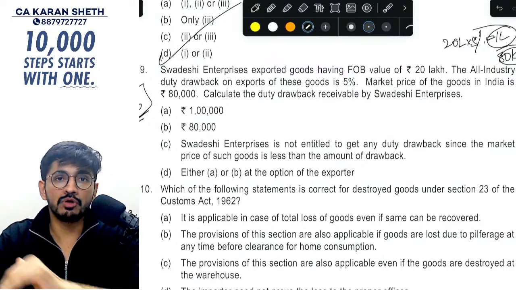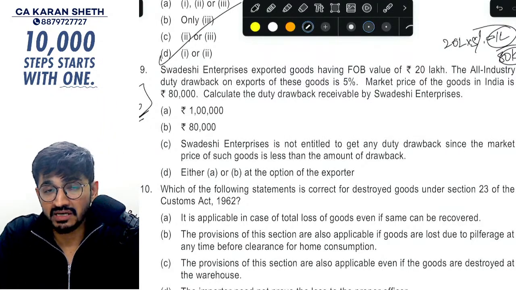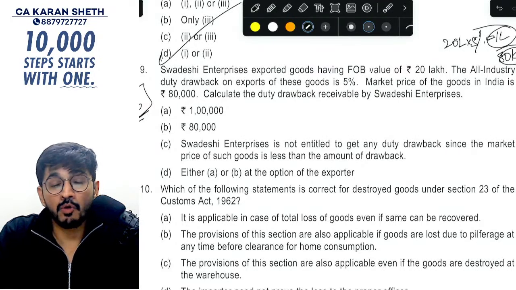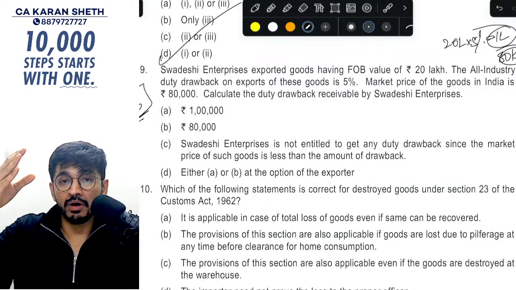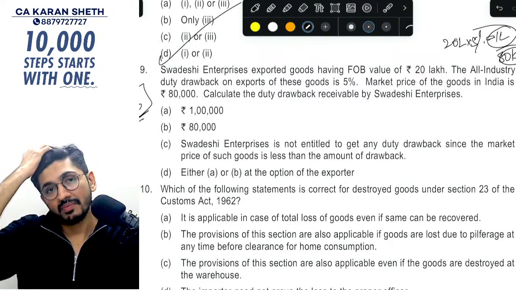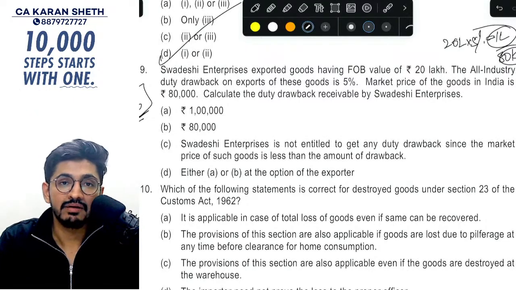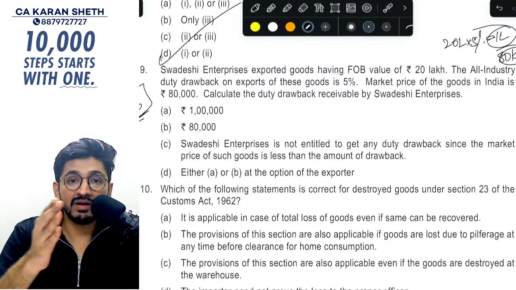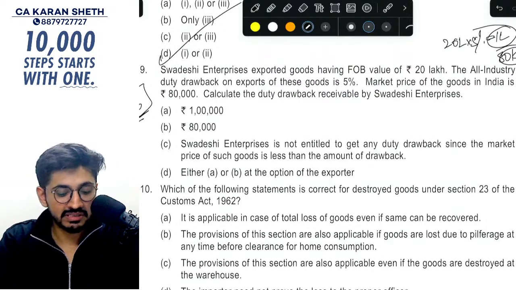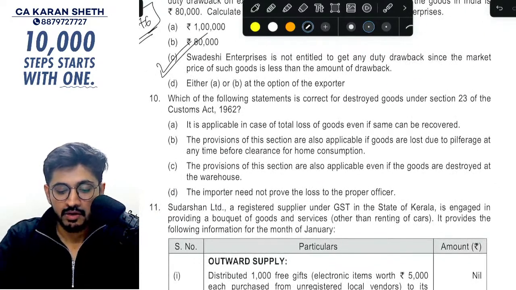Obviously, the market price of the goods has to be more than the duty drawback. If it is less than the duty drawback, then my dear friends, that person is not getting any duty drawback, because there is no value addition happening there. If the goods that you have imported, when you sell them in India, have a market price lesser than the duty drawback you are getting, then you are selling at a very low price. And which is why government said no duty drawback, boss, and which is why C is the answer. Okay, question number 10.